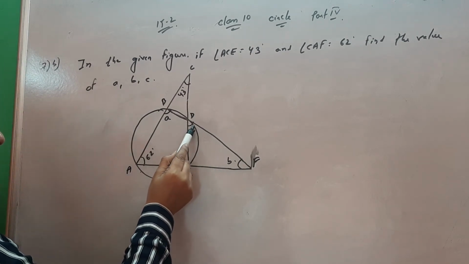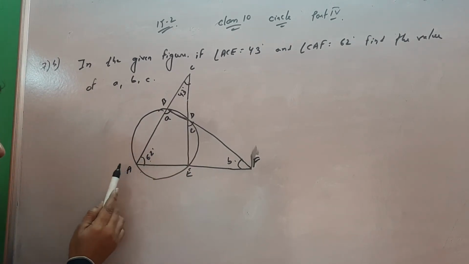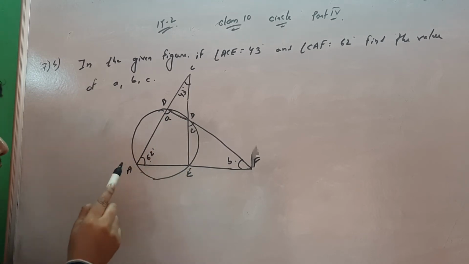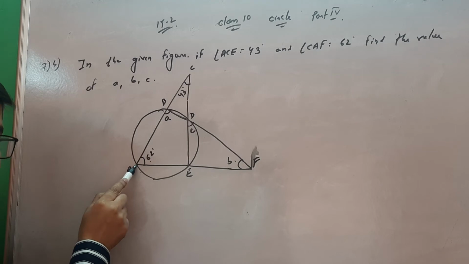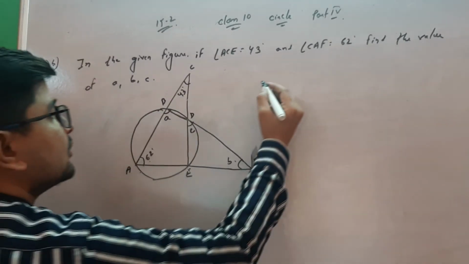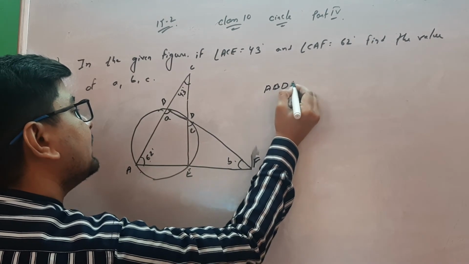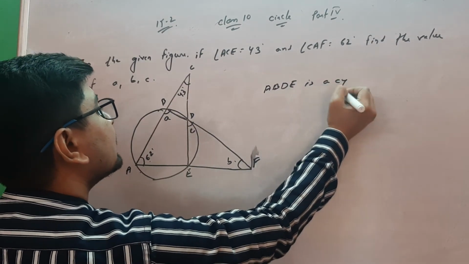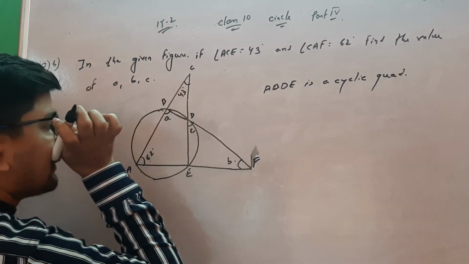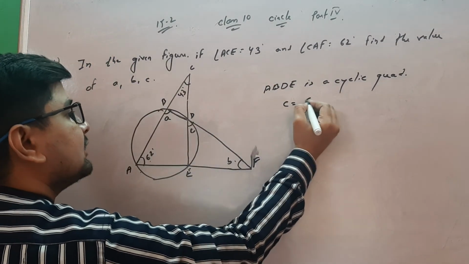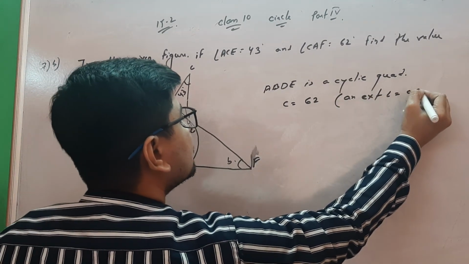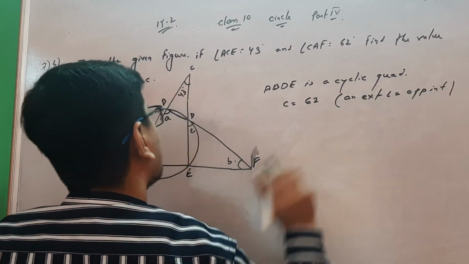First of all, angle C equals 62 because we see that ABDE is a cyclic quadrilateral, because corner A touches the circumference, B touching, D touching, and E is also touching. So ABDE is a cyclic quadrilateral. In a cyclic quadrilateral we know that C equals 62 and exterior angle equals opposite interior angle of a cyclic quadrilateral.